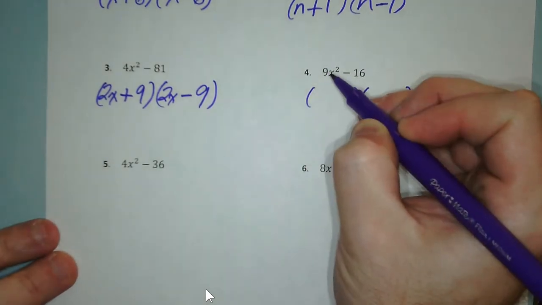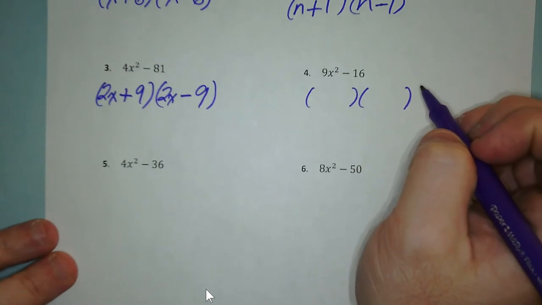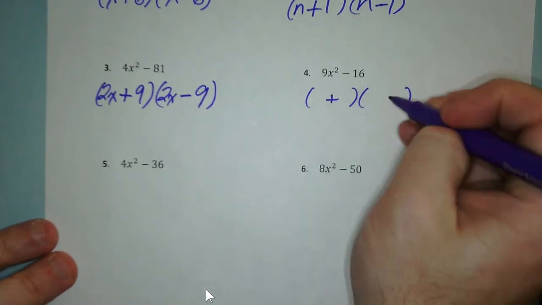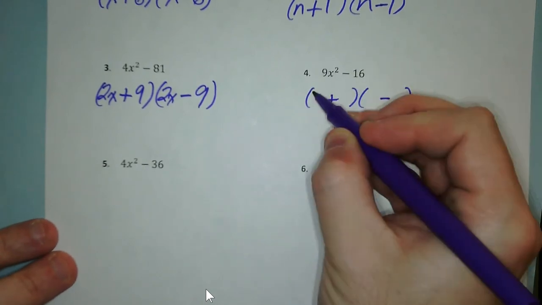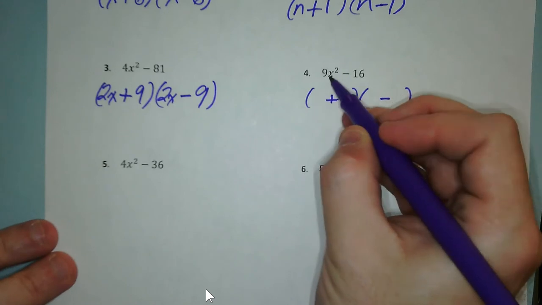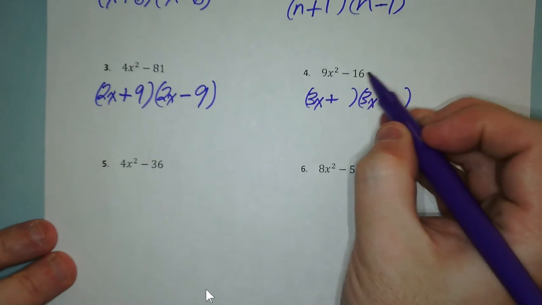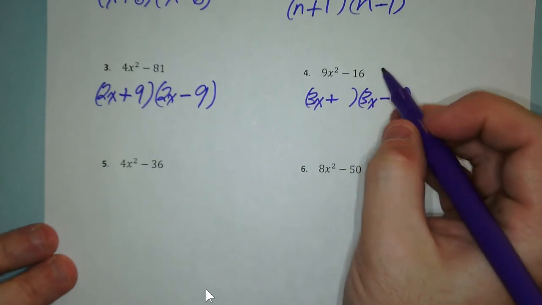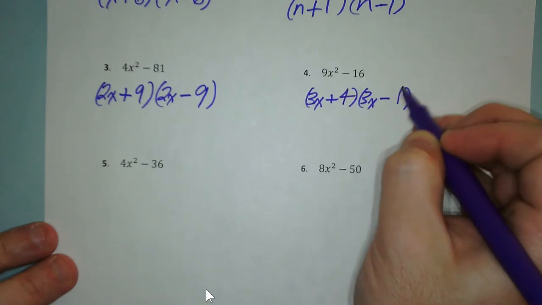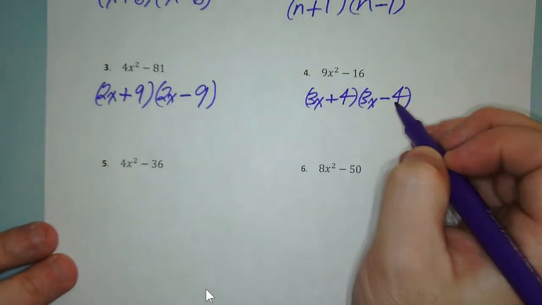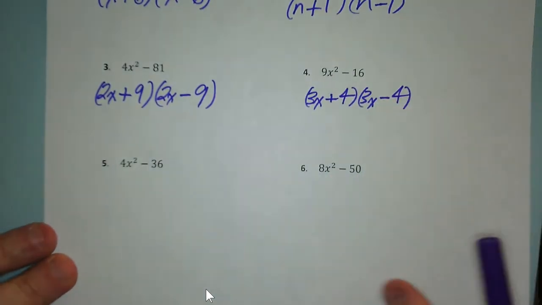Do 9x squared and 16, Aaron, both have perfect square roots? Yeah, I agree. So what starts off each bubble, Aaron? 3x, good. 3x times 3x is 9x squared, and then the square root of 16 is 4. So 4 goes there, 4 goes there. 3x plus 4 times 3x minus 4 will FOIL together to ultimately end up with 9x squared minus 16.